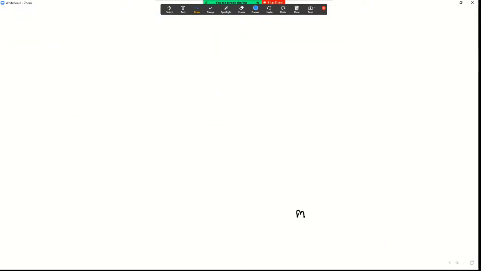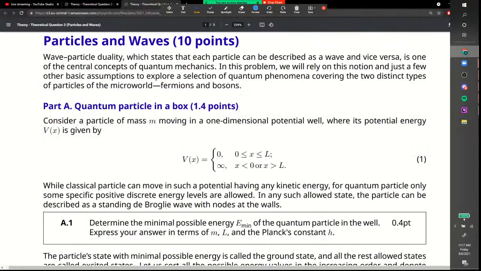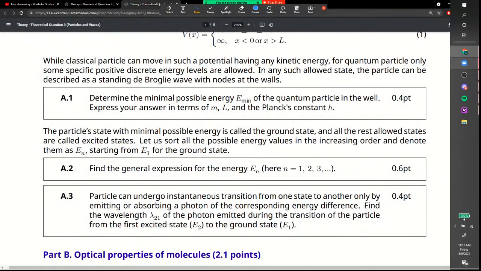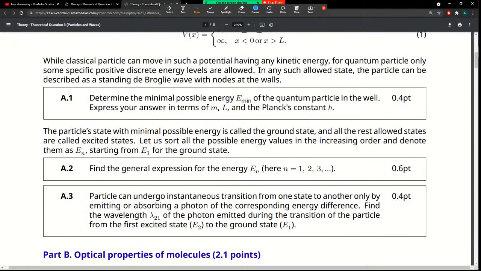Okay, and then we can do the next part. Yeah, you can read it. The particle state with minimum possible energy is called the ground state, and all the rest of the allowed states are called the excited states. Let us sort all the possible energy values in increasing order and denote them as En. Starting from E1 for the ground state, find the general expression of En.